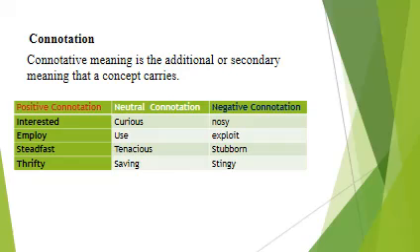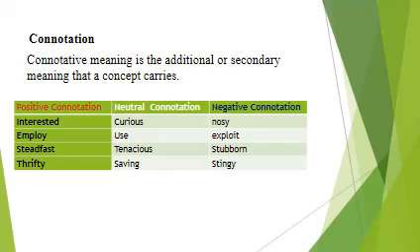Connotation meaning or connotative meaning is the additional or secondary meaning of a word. Apart from the primary meaning of a word, any meaning applied to that particular word is the connotative meaning of that word. If you can remember, denotation or denotative meaning remains stable, but connotative meaning changes.